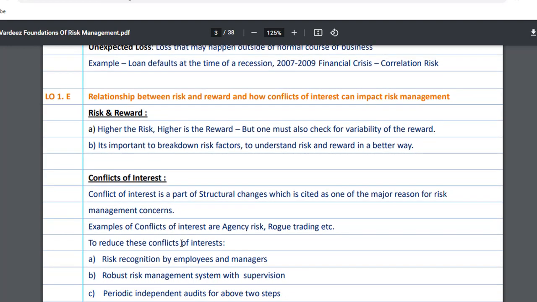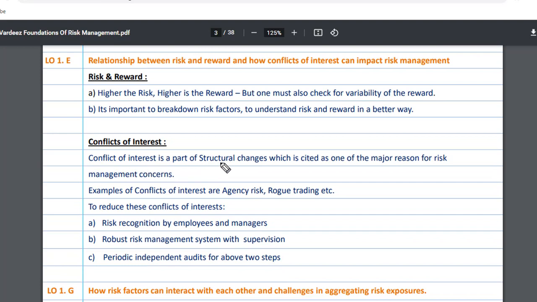And then conflicts of interest. Understand that conflict of interest is a part of the structural changes, which is a major reason for risk management concerns. Now, structural change, for example, in the financial crisis, the banks started to turn their business model from buy and hold, wherein they will keep their assets, to securitization. Okay, they moved on to that. We're going to be talking about the securitization later, but understand they changed their business model structure that in part led to the financial crisis as well.